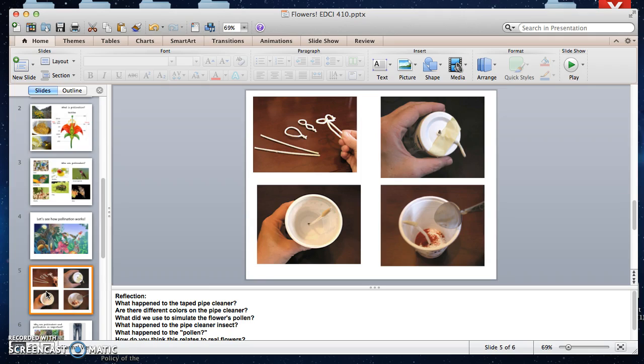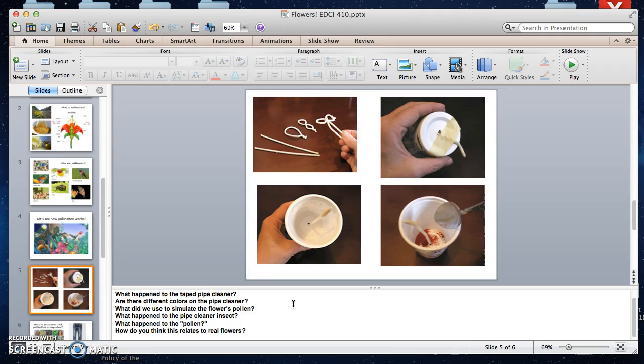And at the end I'll ask some more reflection questions. So what happened to the taped pipe cleaner? Are there different colors on the pipe cleaner? What did we use to simulate the flower's pollen? What happened to the pipe cleaner insect? What happened to the pollen? How do you think this relates to real flowers?